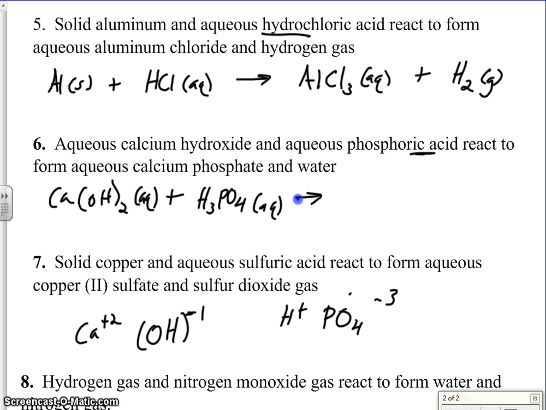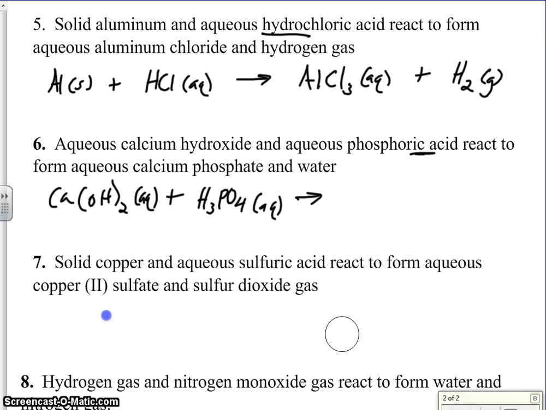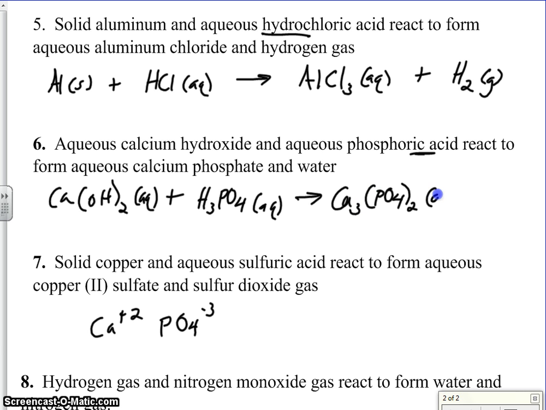Okay, it's reacting to form, so arrow, calcium phosphate. Calcium has a +2 charge, so Ca plus 2. Phosphate is PO4, -3, cross and swap, Ca3(PO4)2. And that is aqueous as well. Okay, and our last one is water, which is just H2O, and it is always a liquid unless otherwise noted.